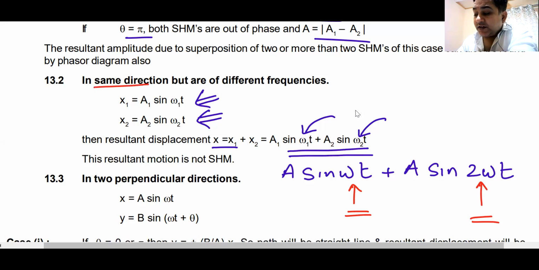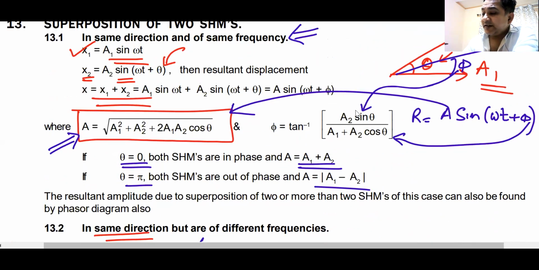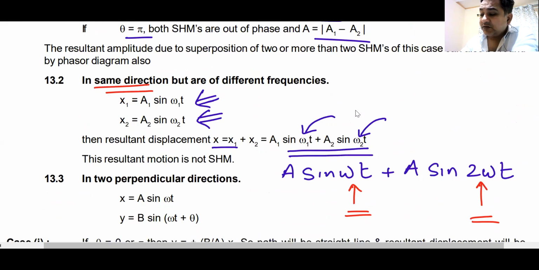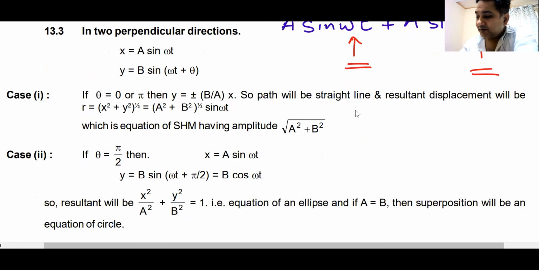So these were the cases of SHM in the same direction. First case was SHM in the same direction, same frequency. The addition is always an SHM. Second case was same direction but different frequencies. The addition is not an SHM. Third case, a typical case for JEE standards, two perpendicular directions. What is this? One SHM is happening along X, like this. One SHM is happening along Y.